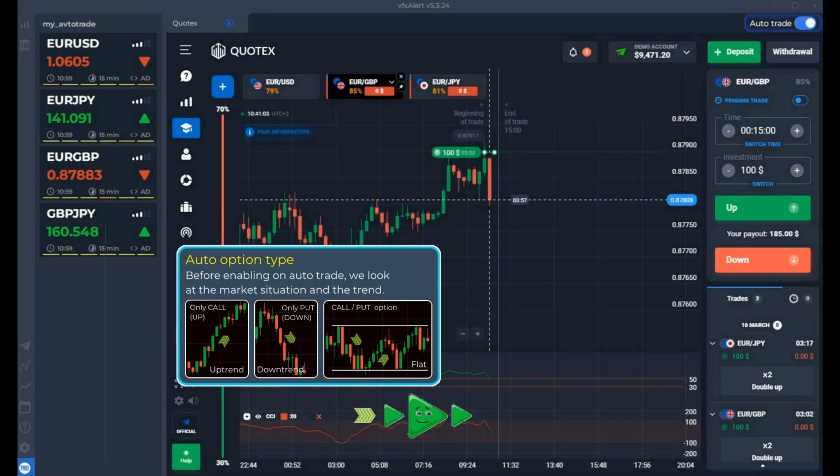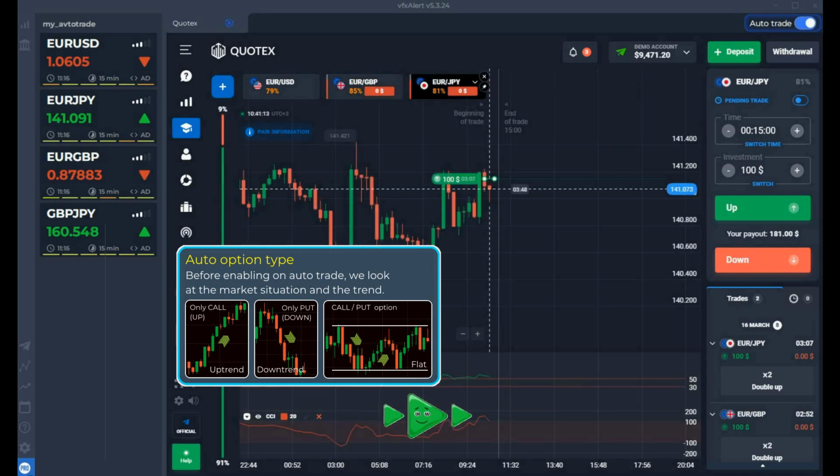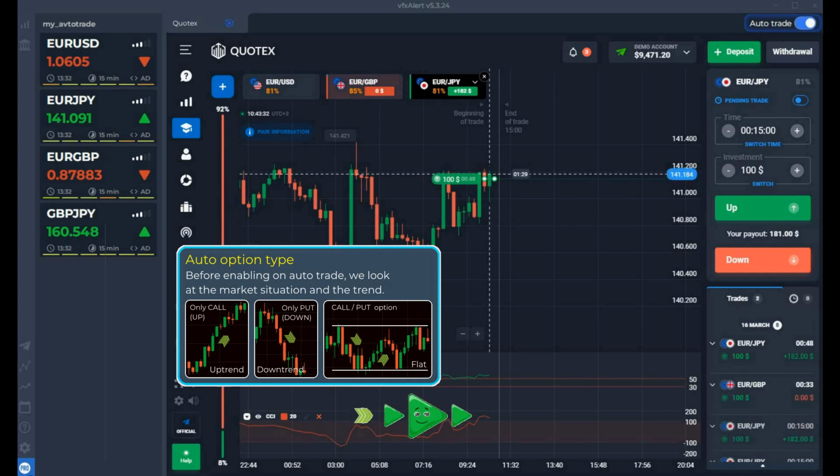Even if the trend is wide, leave one type of option. Then up will open only on a reversal from the resistance level, down only from the support level. On the sideways movement, watch for the breakdown of the channel borders. If confirmed, we leave only up or down auto trade.